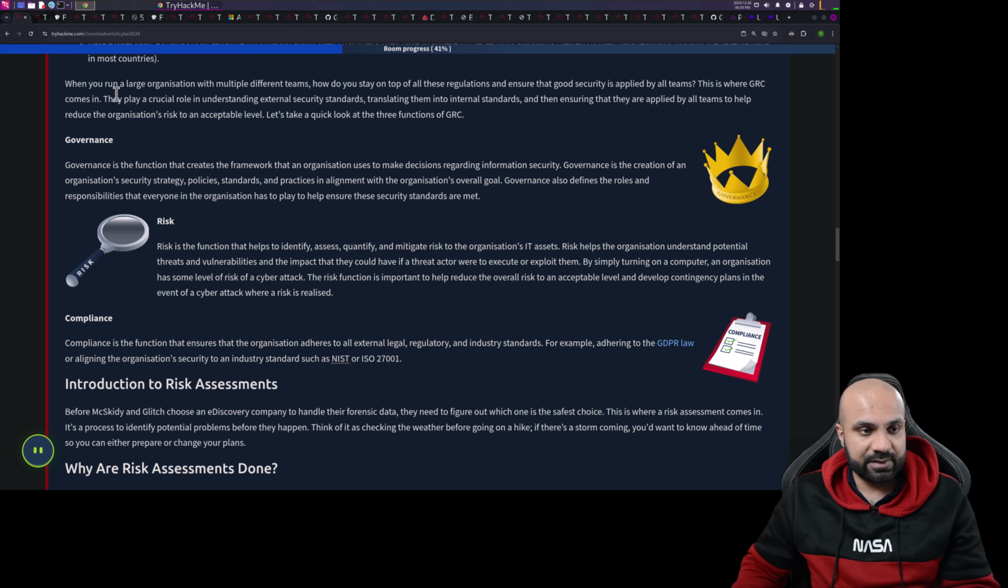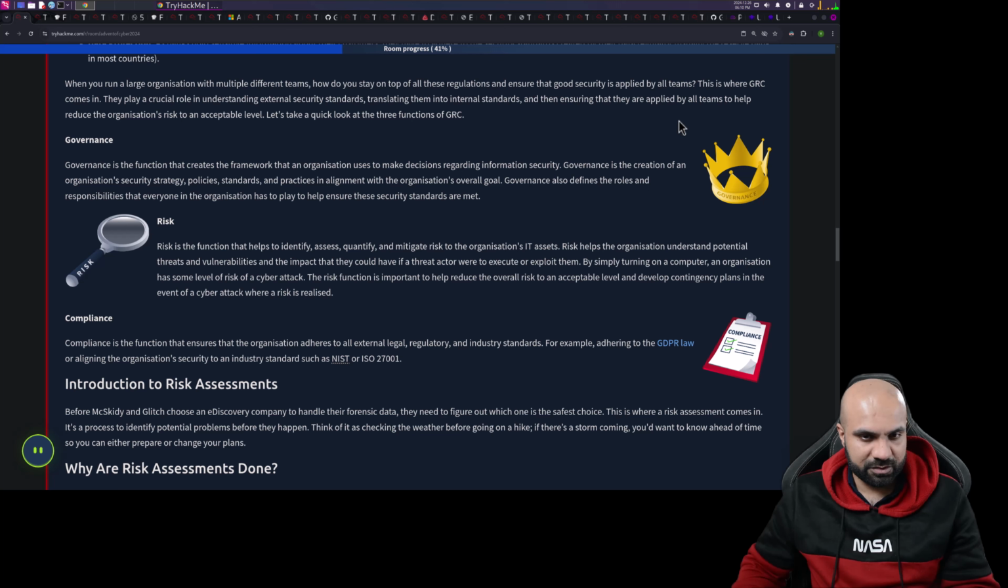When you run a large organization with multiple different teams, how do you stay on top of all these regulations and ensure that good security is applied by all teams? This is where GRC comes in. They play a crucial role in understanding external security standards, translating them into internal standards, and then ensuring that they are applied by all teams to help reduce the organization's risk to an acceptable level. Let's take a quick look at these functions of GRC.